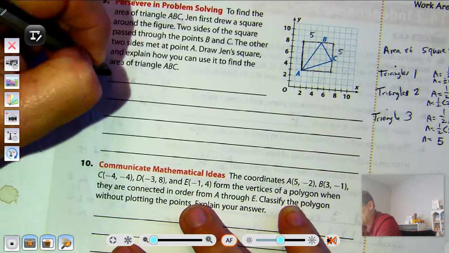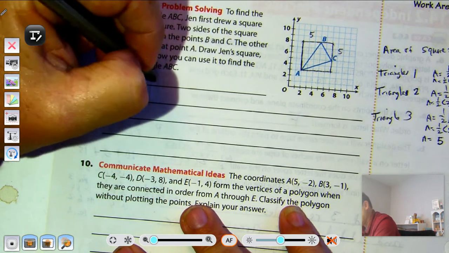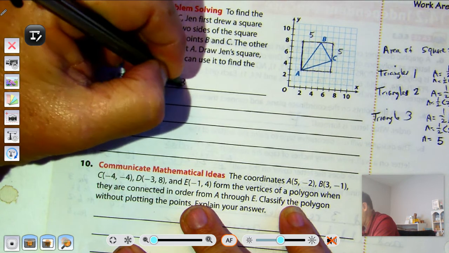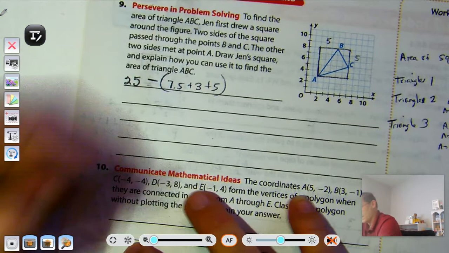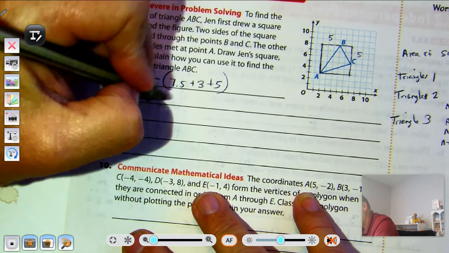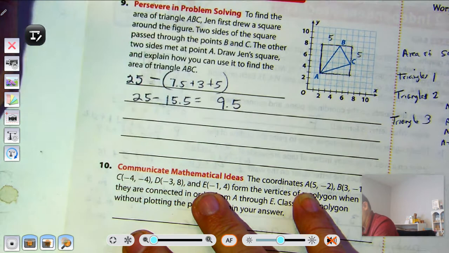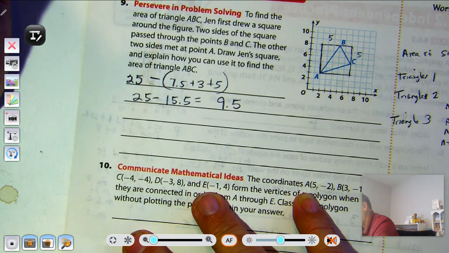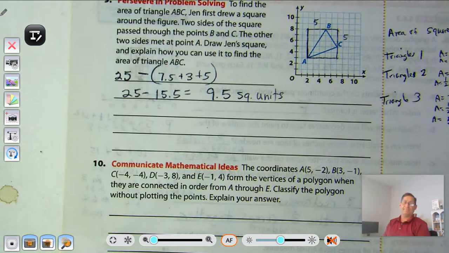So we'd have 25 minus 7.5 plus 3 plus 5. So 25 minus 15.5 equals 9.5 square units. Okay.